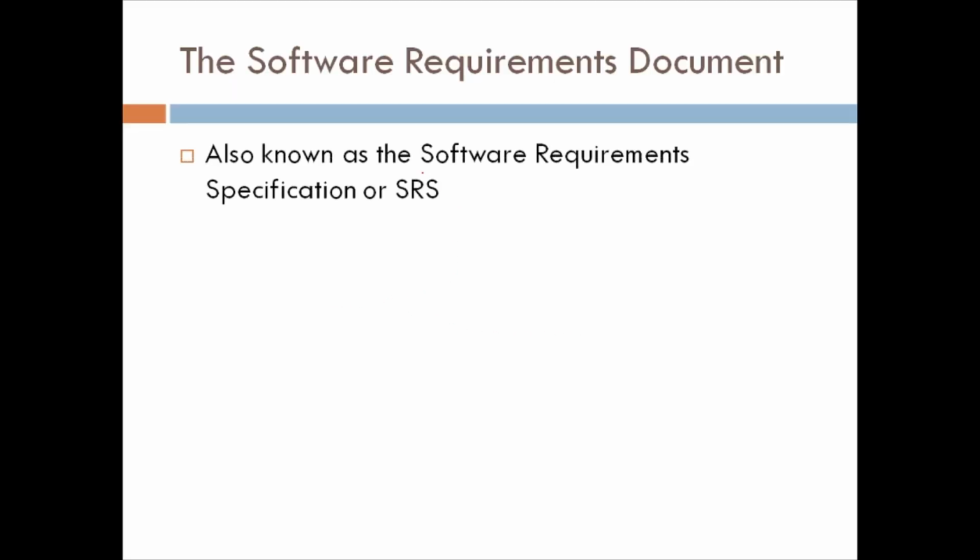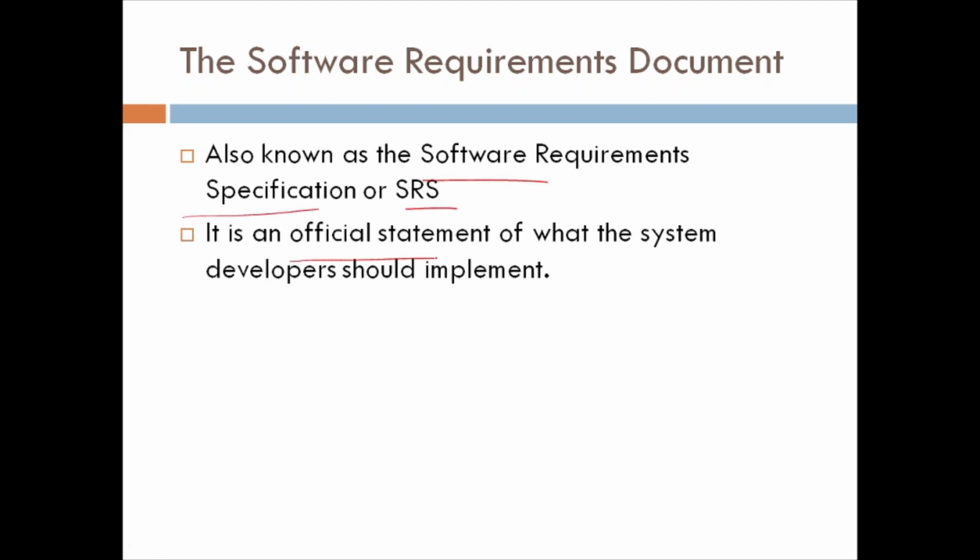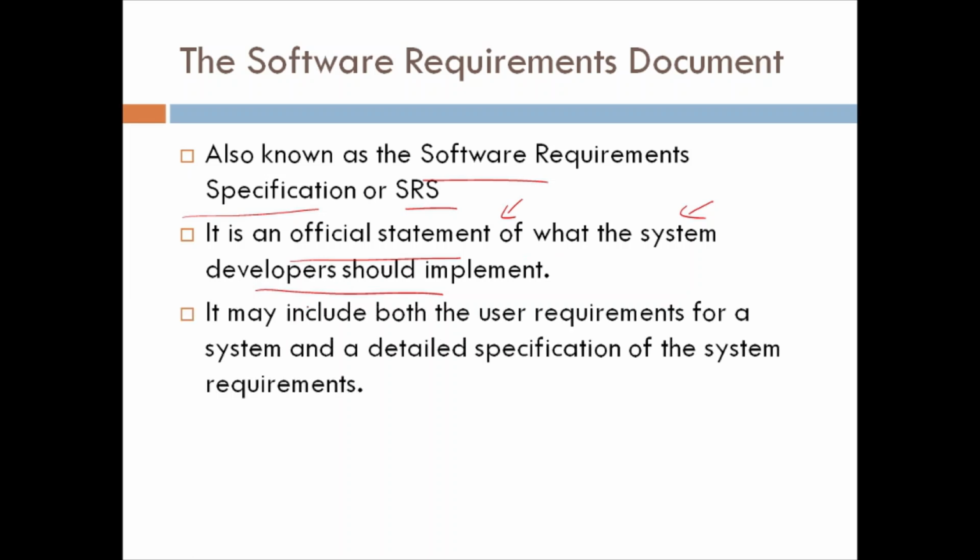Also known as software requirement specification or SRS, it is the official statement of what the system developer should implement. So SRS is an official statement of what exactly is going to be implemented by the system developers. It may include both the user requirements for a system and a detailed specification of the system requirements. So user requirements as well as the detailed specification of system requirements, these two portions are going to be covered in this SRS.